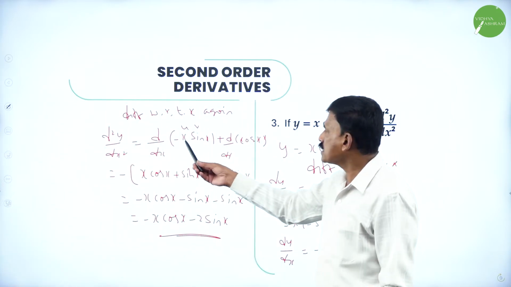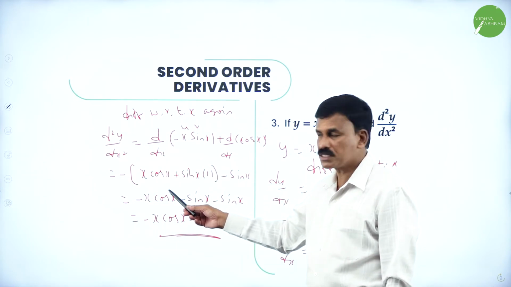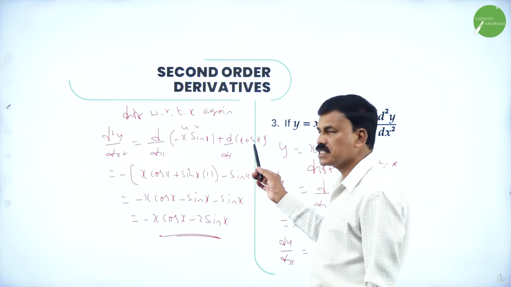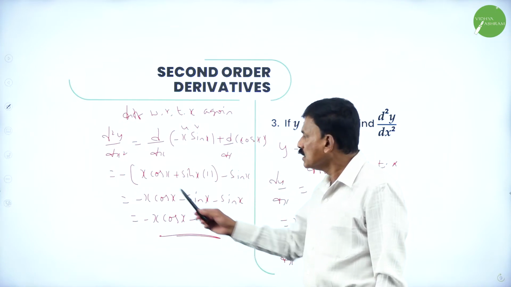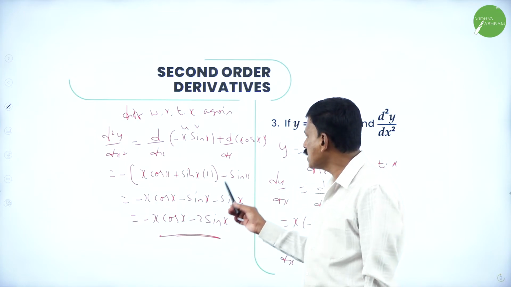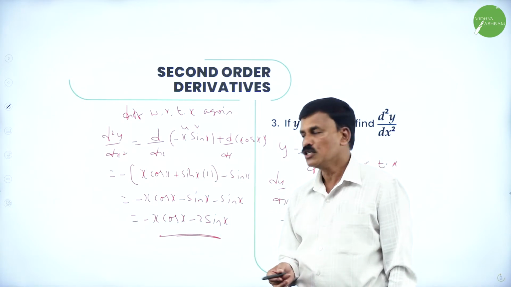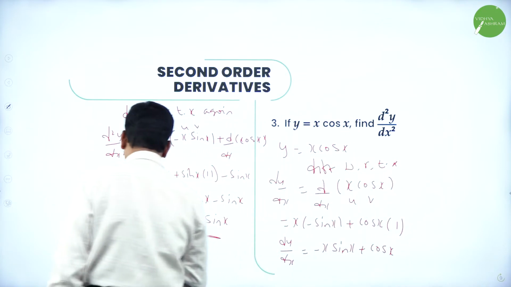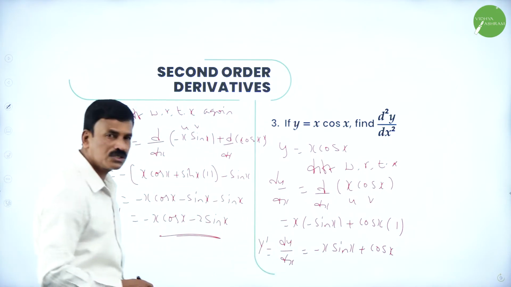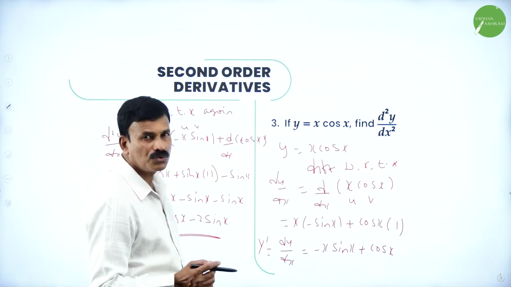That's it. See here, take the minus out. Again product rule: first function x into differentiation of sin x is cos x, plus second function sin x constant, differentiation of x is 1, plus differentiation of cos x is minus sin x. Just multiply this quantity by the negative sign, that's all: minus x cos x minus sin x minus sin x, which is minus 2 sin x. So d square y by dx square, this can also be denoted as y double dash. This is y dash and this is y double dash, which is minus x cos x minus 2 sin x, the required answer. Hope you follow.